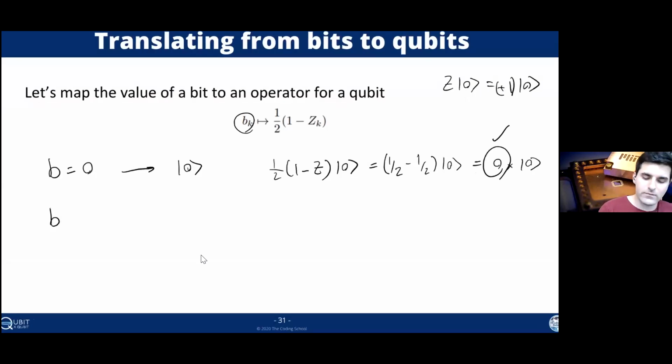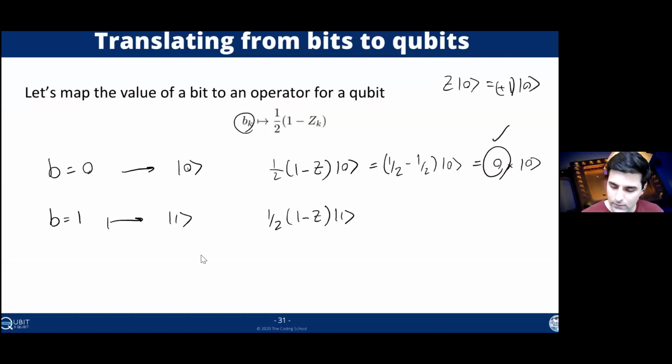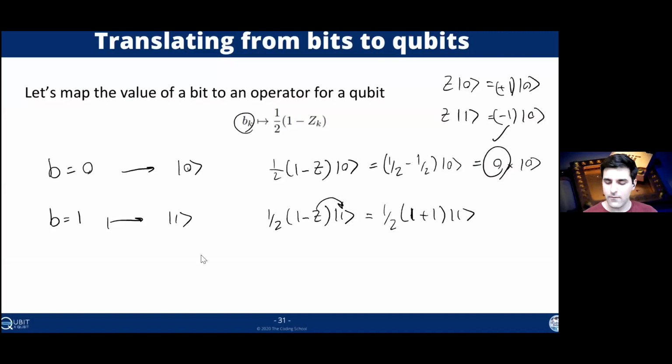Now, if I have my bit value equal to 1, the corresponding qubit state is going to be the 1 state. And of course, let's try the same thing. So I have, again, 1/2 times 1 minus Z applied to the 1 state now. And if you remember, if I apply the Z operator to the 1 state, I get -1 times the 1 state. So here, I'm going to keep the 1/2 outside. I have a 1 here that doesn't change anything. It's not an operator. And then I have a Z acting on a 1 state, and that gives me a -1. And I have a negative sign here, and negative times negative is positive. So I have 1/2.